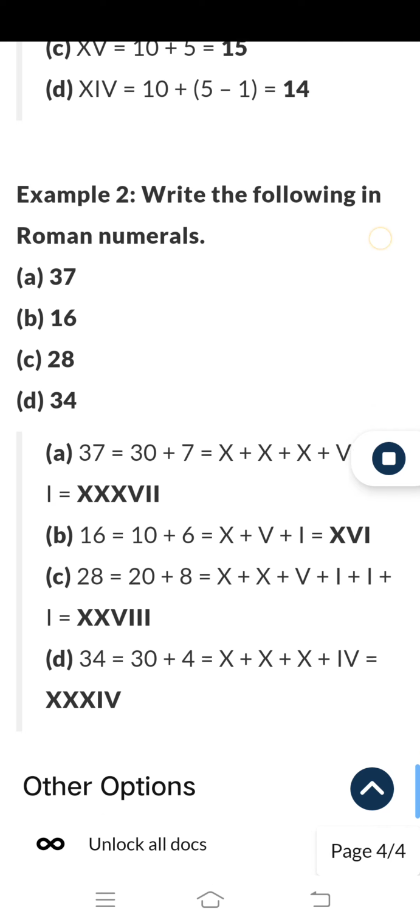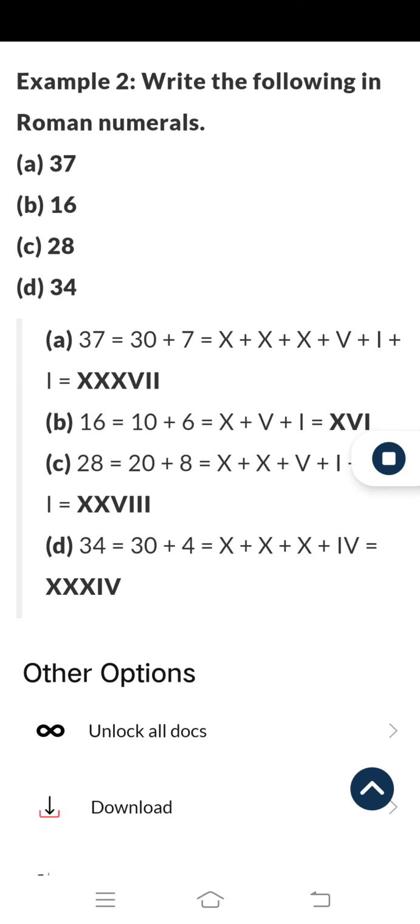Example 2. Write the following in Roman numerals. A. 37 B. 16 C. 28 D. 34. A. 37 equals 30 plus 7 equals X plus X plus X plus V plus I plus I, which is XXXVII. B. 16 equals 10 plus 6 equals X plus V plus I, which is XVI. C. 28 equals 20 plus 8 equals X plus X plus V plus I plus I plus I, which is XXVIII. D. 34 equals 30 plus 4 equals X plus X plus X plus IV, which is XXXIV.